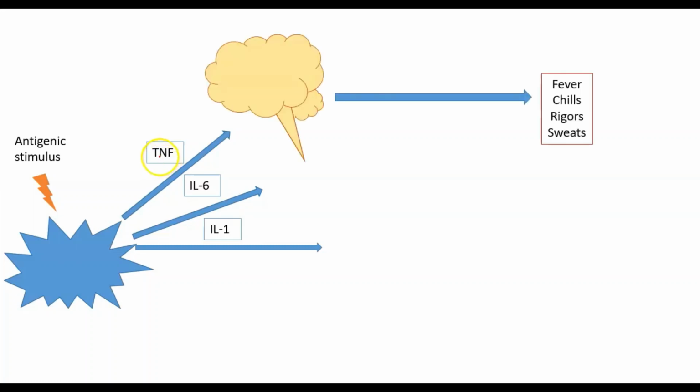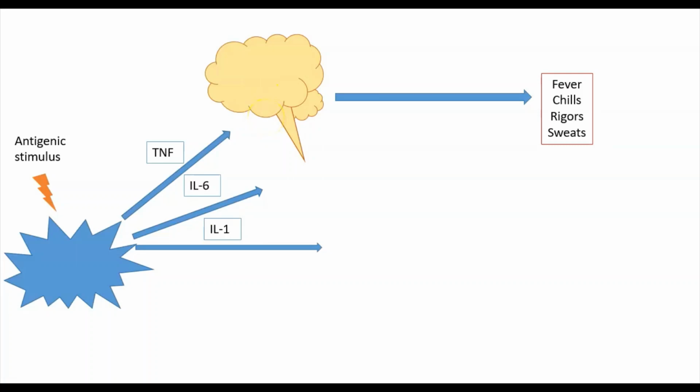For example, TNF or tumor necrosis factor makes its way to the brain, specifically the hypothalamus, which normally regulates body temperature. The action of TNF here is to try and create a fever by increasing the body's baseline temperature.